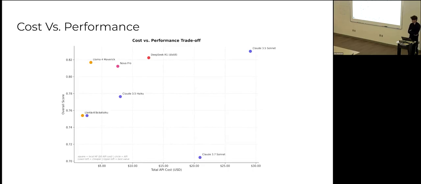I feel like the middle of the road models are DeepSeek R1 and the Nova Pro, at about $13 and $8 respectively. So that seems mid-range. And then 3.7 Sonnet was the one that just absolutely tanked. You get the worst performance for almost the most expensive price. So that was definitely the over-refusal problem. The practical implication is, if you're deploying these at scale, I feel like Llama 4 Maverick, which is a mixture of experts model, gives you the best bang for your buck in that regard.